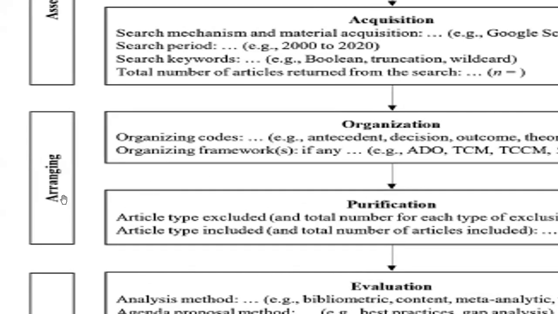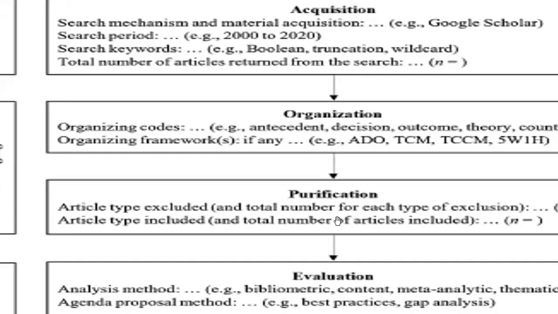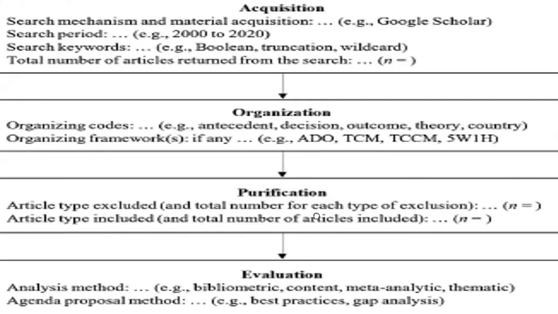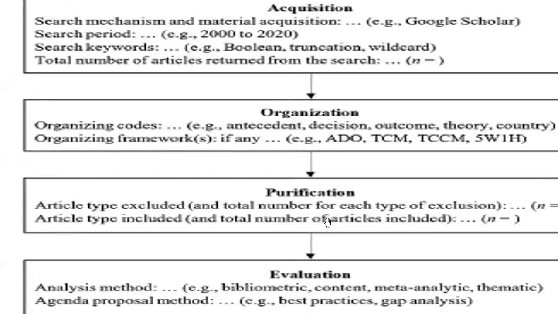And then arranging, that's where now you look at the organization and the purification. Are you organizing your search based on which framework? Is it ADO? Is it TCM or 5W1H? That's the organizing framework of your literature. How many articles were excluded, for example? You have to report the number and some reasons, of course. How many were included, etc.